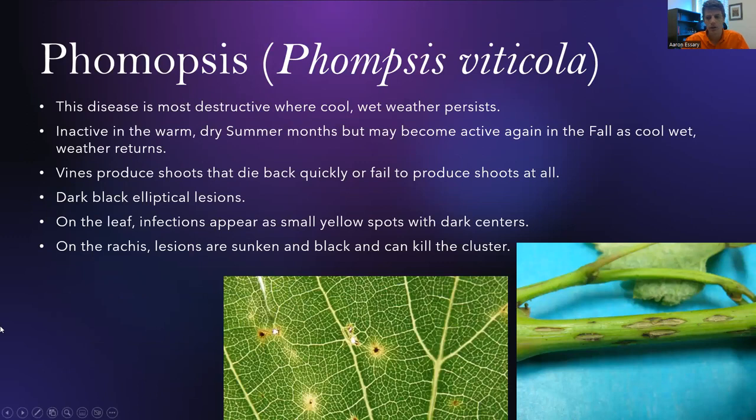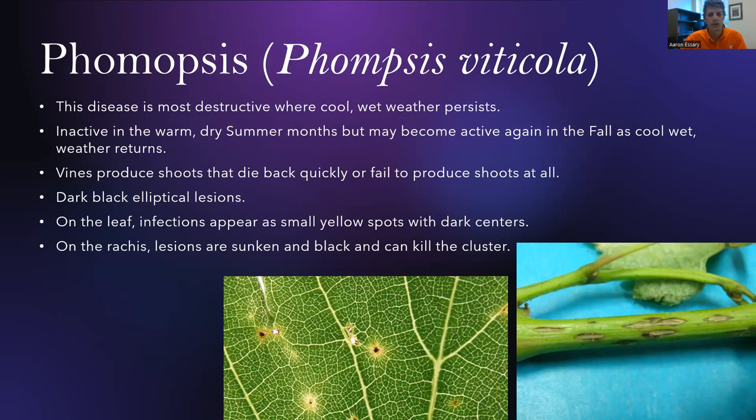Phomopsis. This one looks similar, but the bottom right picture shows elongated lesions. Phomopsis has elongated infection, while anthracnose is like a sunken crater. Phomopsis is most destructive in cold, wet weather. It's inactive in the warm, dry summer months, but may become active again in the fall as wet weather returns. So this is a cooler season infection.